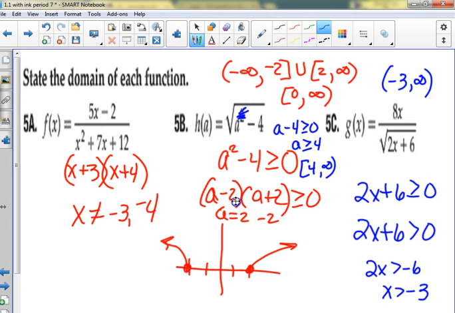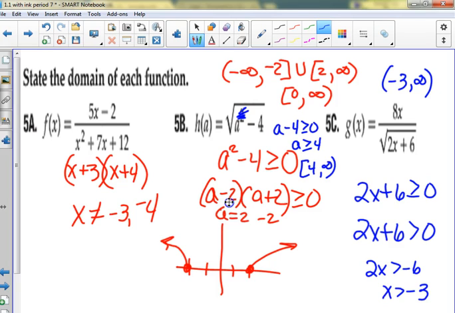Domain is all real numbers unless there is x in the denominator, in which case you have to figure out what values would make that denominator 0 and restrict those, throw them away. What's the other thing to look for? Radical, like a square root or a fourth root.